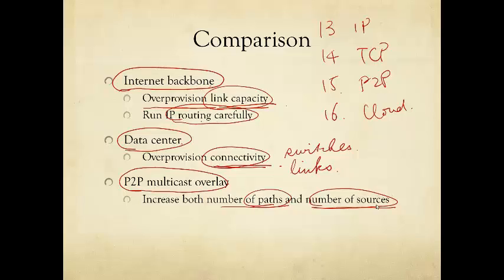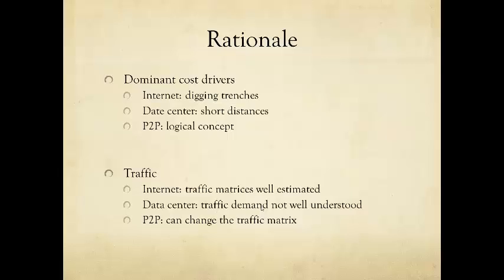And this is a progression from provisioning capacity carefully and running routing, to provisioning connectivity, and eventually to provisioning the number and the location of the sources. And let that scale together with the number of paths or the number of trees that we're going to use across the chunks. So why the differences? Why are the Internet backbone, data center and peer-to-peer designed following different philosophies?